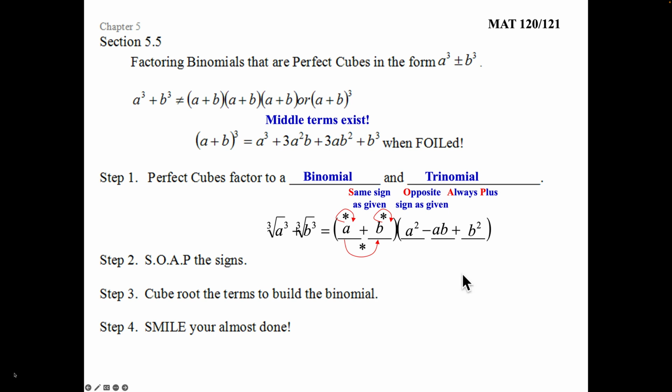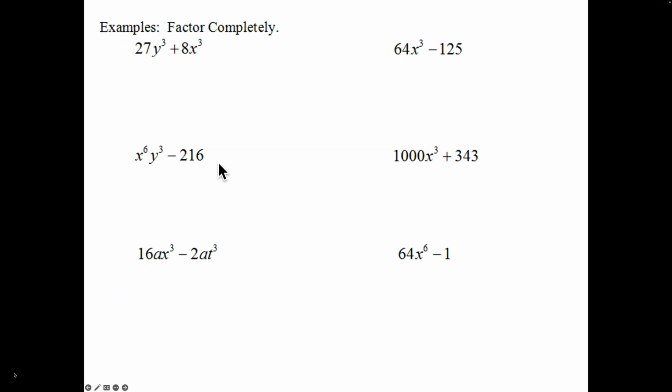That's it. So let's practice some examples here. 27y cubed plus 8x cubed. Power of 3, power of 3. You might check your coefficients here. 27 is a perfect cube. That's 3 cubed. 8 is 2 cubed. You might want to get your calculator out and identify where the cube root symbol is. So we're going to start this out. I need a binomial with a plus sign and a trinomial opposite, always positive.